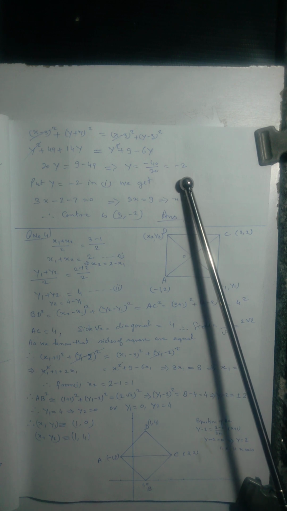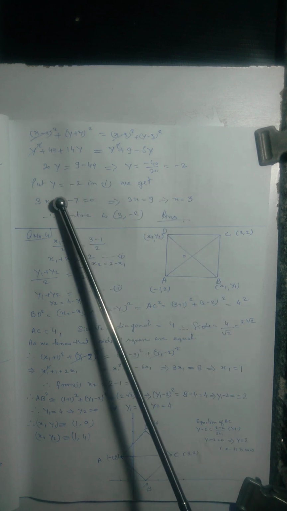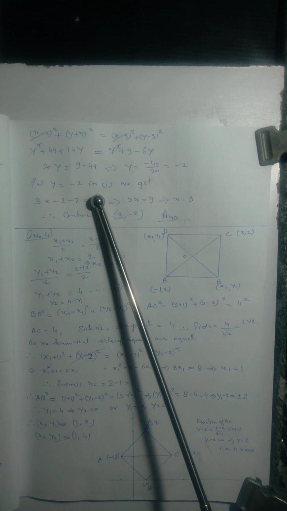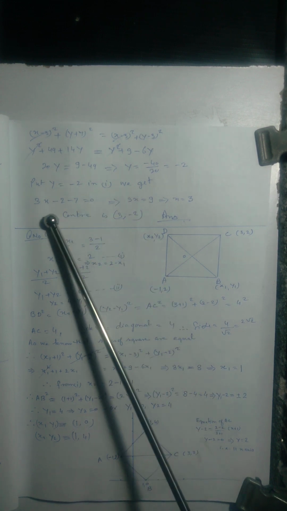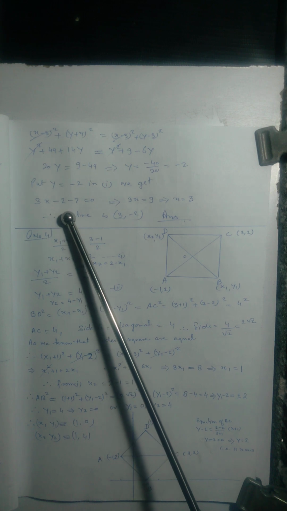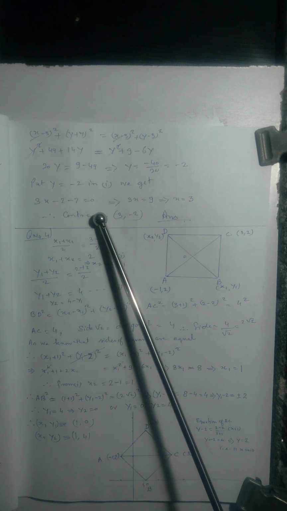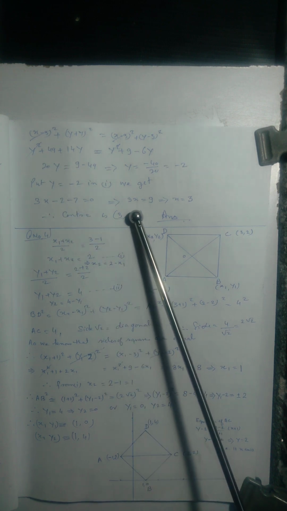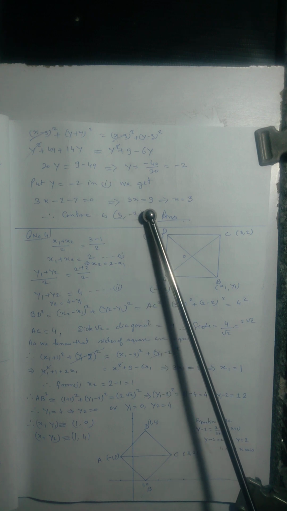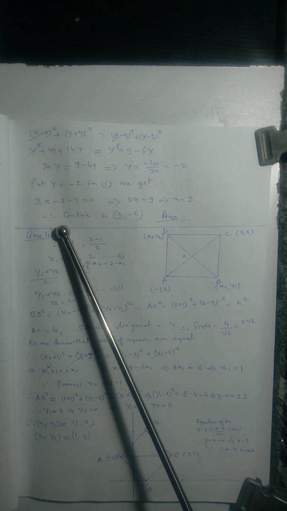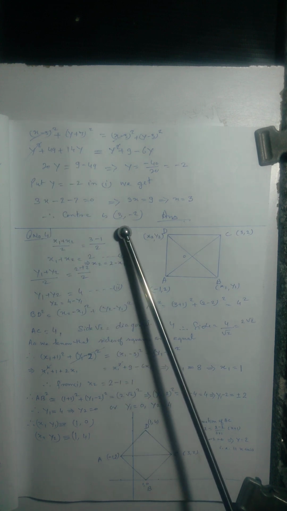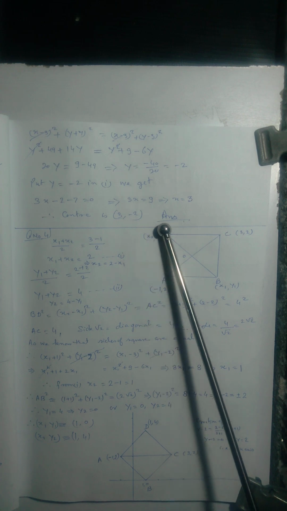that will be equal to minus 2. Now put the value of y, minus 2, in equation number 1. We get 3x minus 2 minus 7 equal to 0. Therefore 3x will be equal to 9. So x is equal to 3. Therefore the center of the circle is 3 comma minus 2, and this will be the answer.